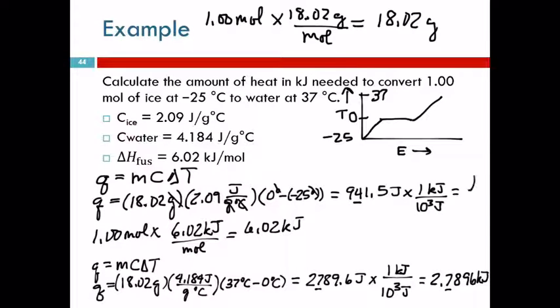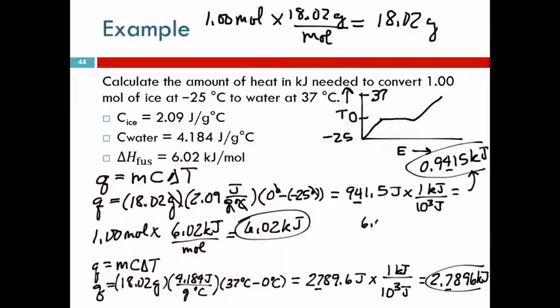I'm running out of room. I'm going to put it up here. So that's going to be 0.9415 kilojoules. So I've got this number, and I've got that number, and I've got this number, and I need to add them together. 6.02, 0.9415, 2.7896.